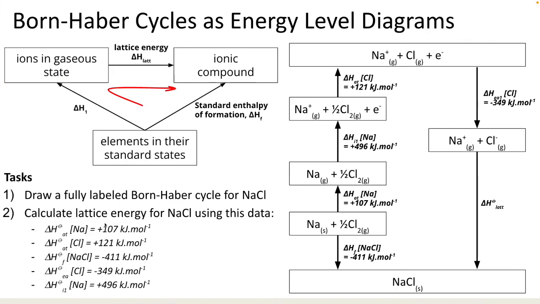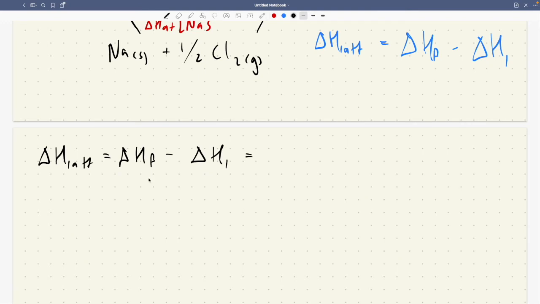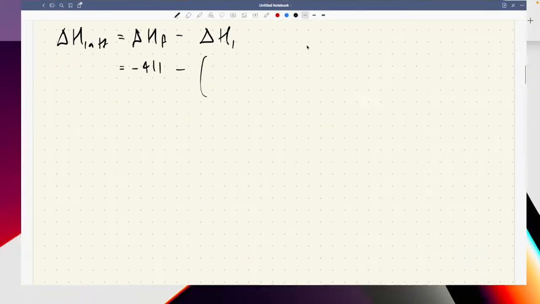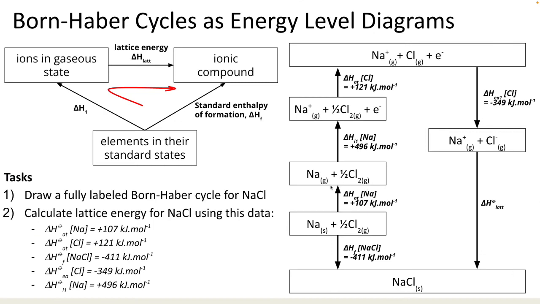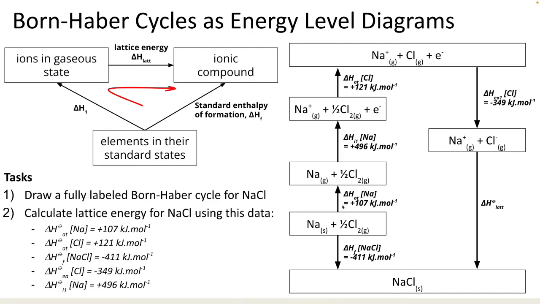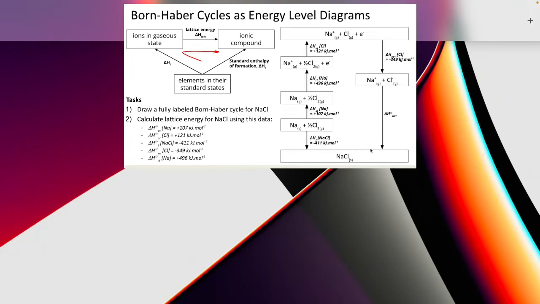So let's put in our values, and forgive me for flicking back and forth between the screen. We have the ΔH of formation, which is going to be minus 411. So negative 411. Let's move down here because I can tell space is going to be an issue. Minus 411. And then we're going to subtract all of our ΔH1 process. That involves the atomization of the sodium, which is plus 107. And then we'll add that to the ionization energy of sodium, which is 496.